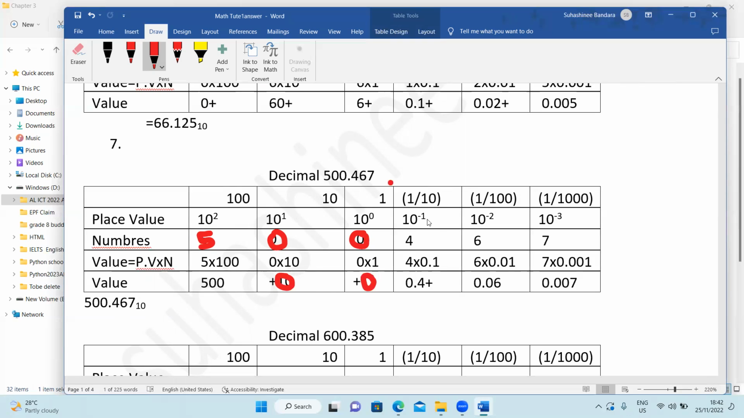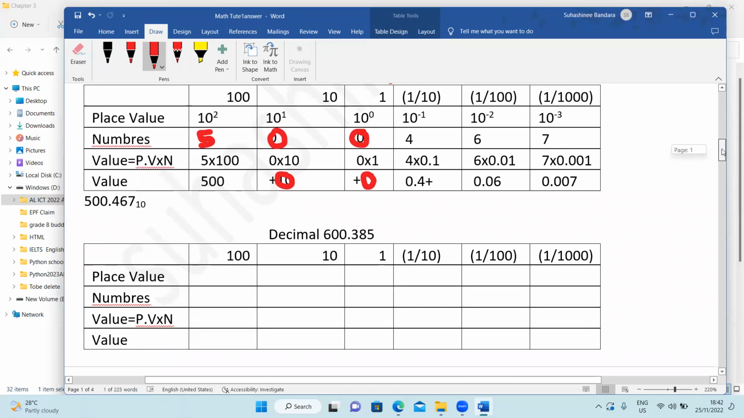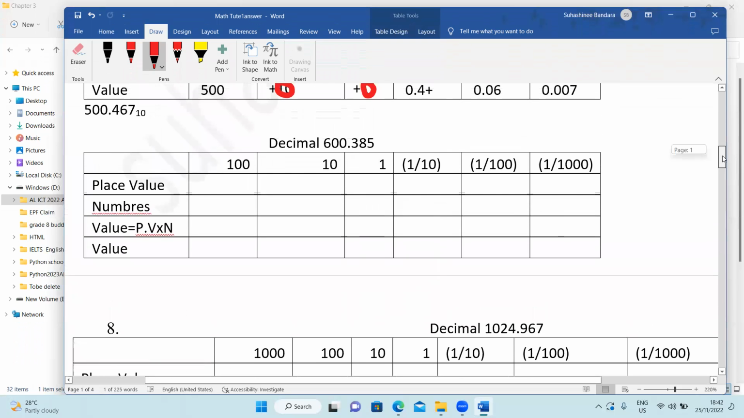Then on this side, you are going to multiply by 10 to the power minus 1. So 4 multiplied by 0.1 is 0.4. Then 6 multiplied by 0.01 is 0.06. Then 1 divided by 1000, that is 0.001, multiplied by 7 this time. Then you have to add all the values and find the total. Is it clear? Okay, so likewise, you have to apply the same method for the other things as well.